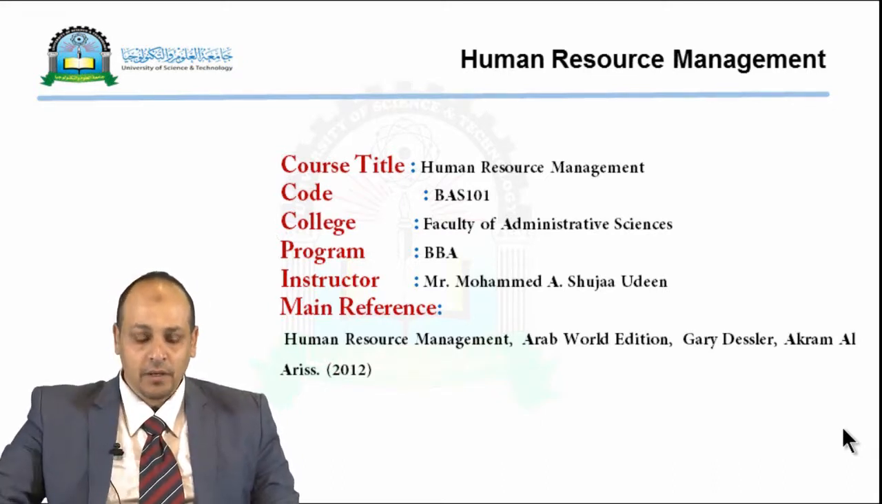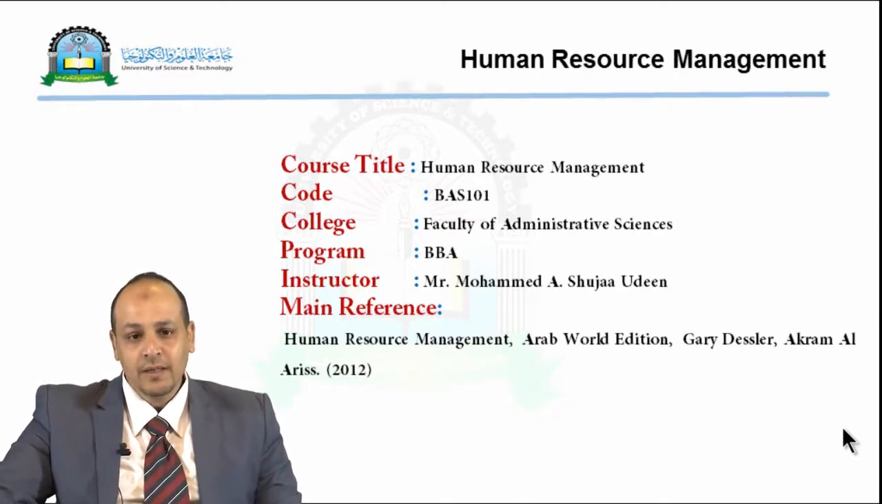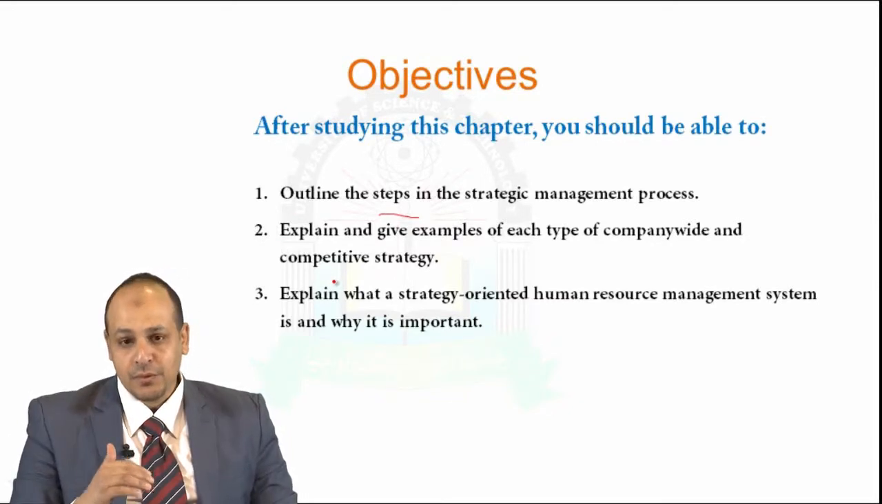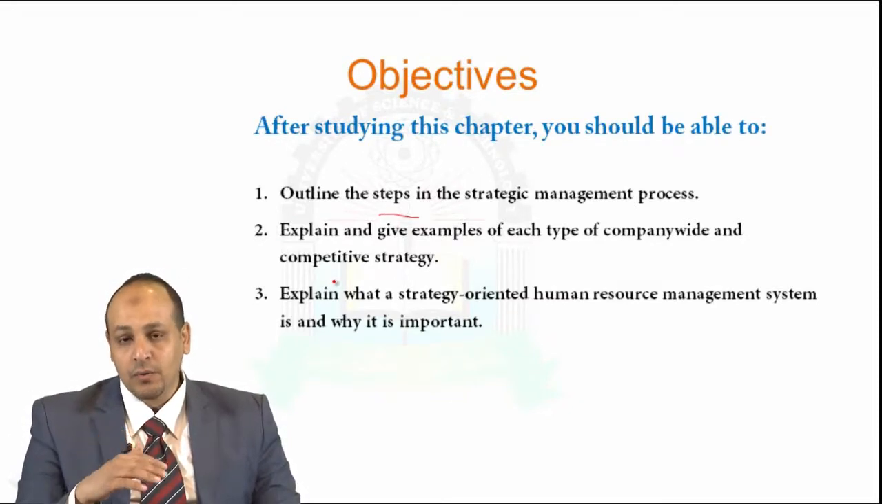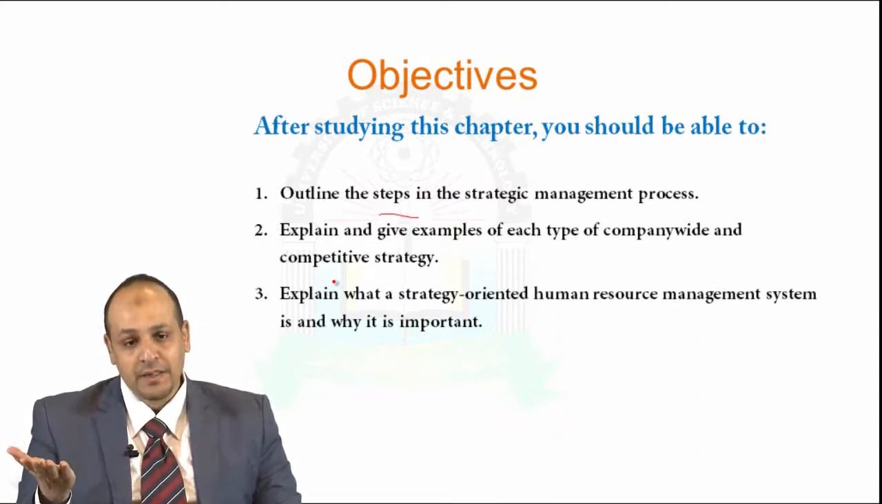So here we have the following objectives, as you can see here. The first one is we will outline the steps in the strategic management process. This is actually the first point because we're talking about strategies. And then we will talk about the different company-wide competitive strategies. So we have different levels of strategies. We first talk about the overall corporate strategies, and then we will talk about the strategies adopted by the functions, different departments, and we will talk about the strategies of human resource management and to what extent such strategies can support the other strategies.